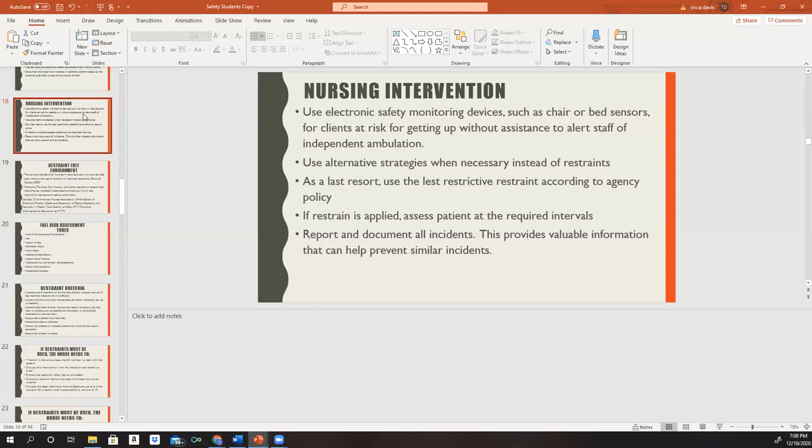And then if the restraint is applied, you're going to make sure you're following your company's policy, which where I work is every 2 hours. You're going to be assessing that patient, taking off those restraints, checking the skin. Is there any skin breakdown? Are they hurting themselves? Do they have to go to the toilet? Do they need anything to drink or eat? Are they okay to come out of the restraints, or do I have to put them back on? You want to report and document all incidents, because this provides valuable information that can help prevent similar incidents.